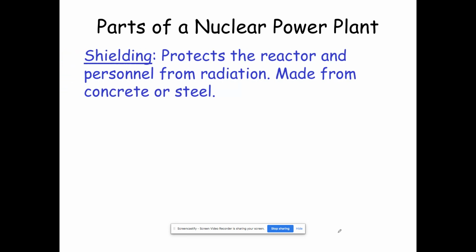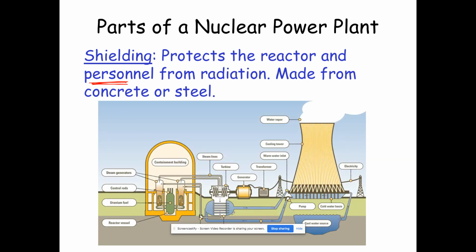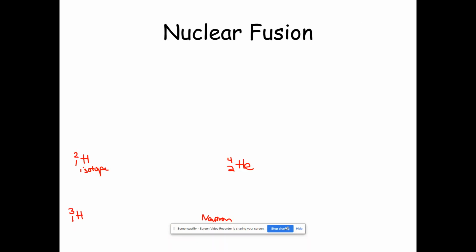Shielding. Gee, there's a lot of energy and particles going on. We should probably protect our workers, and we should also protect the actual reactor. So the personnel, these are people, but also the reaction itself, the shielding. So here we have our shielding within the containment building. If you'd like to go ahead and just study this whole diagram, that's great. Will I test you? Will I say, what is this? No, I won't. I just want you to get a general idea of the parts of the nuclear power plant.